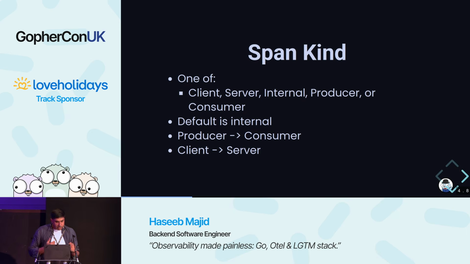The final thing I want to cover is that spans can have types. You can give them a type of client, server, internal, producer, or consumer. The default is always internal. Then there are a few other rules we follow: the child of a producer is always a consumer, and the child of a client is always a server. For those of you familiar with these concepts, that roughly makes sense, right?